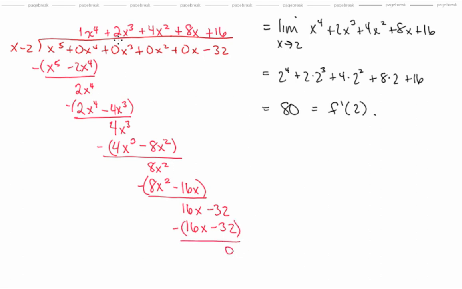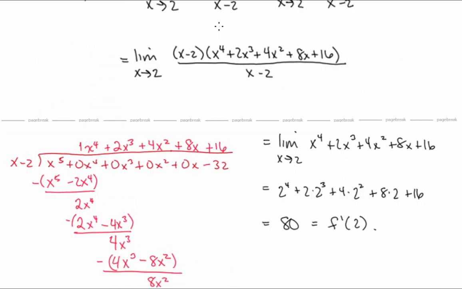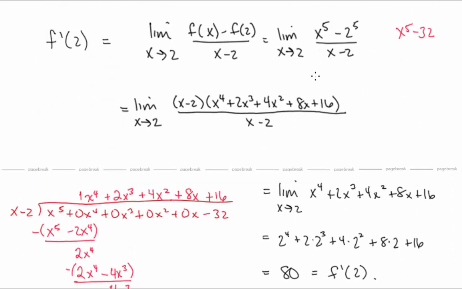So that's how we get the factoring here. We have x to the fifth minus 32 can factor as x minus 2 times x to the fourth plus 2x to the third plus 4x squared plus 8x plus 16. And so that goes here.